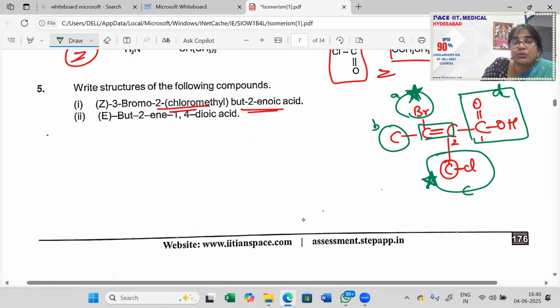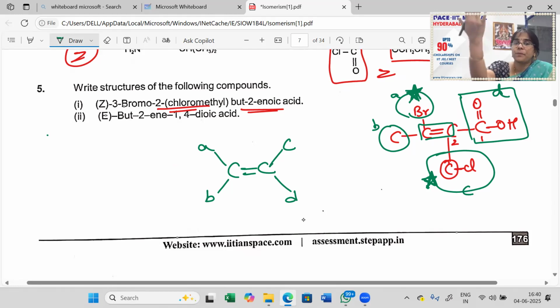But now I have to show the Zusammen one. So C double bond C, bromine is A, right? A, B, C, D I have shown just now. A, and this is B, and then star to star on the same side. Which means C on that side and D on the bottom side. C on the top side, D on the bottom side. A has a star and C has a star, star, star. All these are the big groups. You remember that. All right.